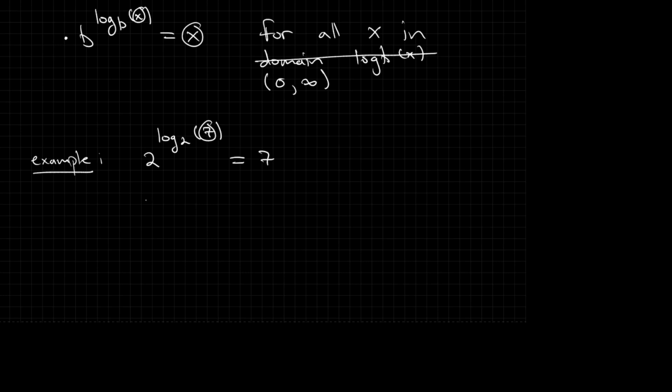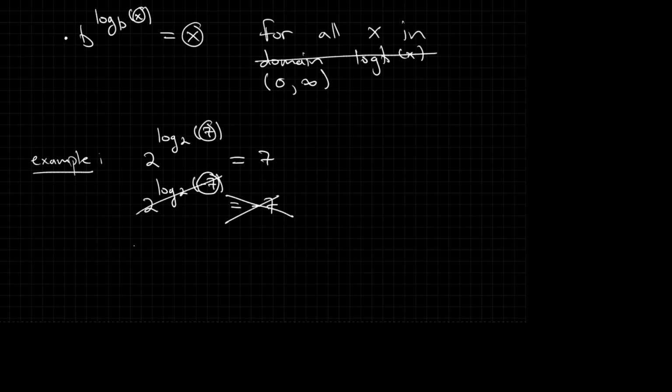One thing that is tempting to say would be that 2 to the log base 2 of negative 7 is equal to negative 7. However, this is not true because negative 7 is not in the domain of log base 2 of x. So this actually does not have an output because we cannot evaluate log base 2 of negative 7.